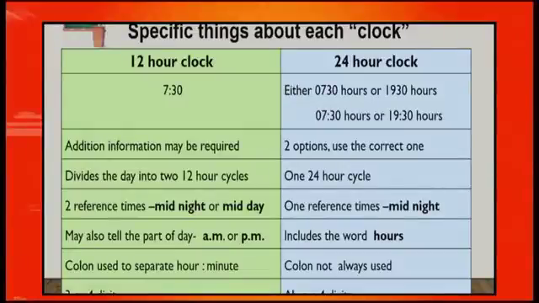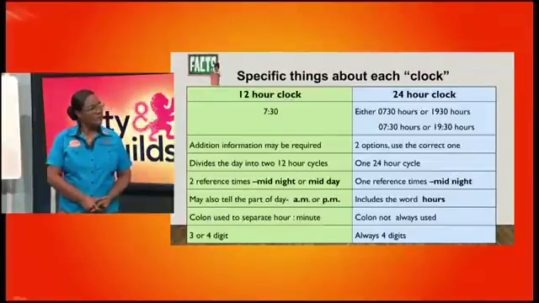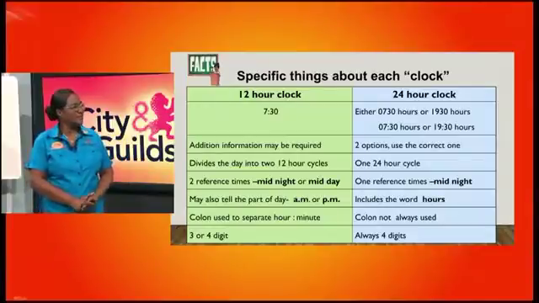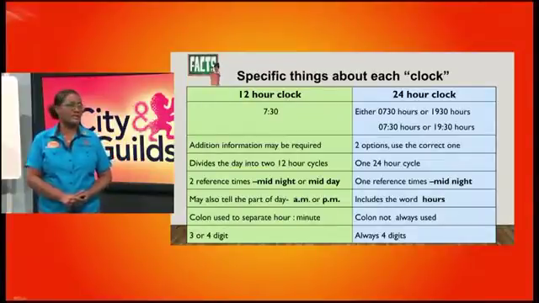So with the 12-hour clock, we may also tell the part of day. So you might see 7:30 a.m. or 7:30 p.m. We tell the part of the day. And we always use the colon with the 12-hour clock. And also we will have 3 or 4 digits. So with 7:30, there are 3 digits. But for example, 10 o'clock or 10:30, there will be 4 digits.